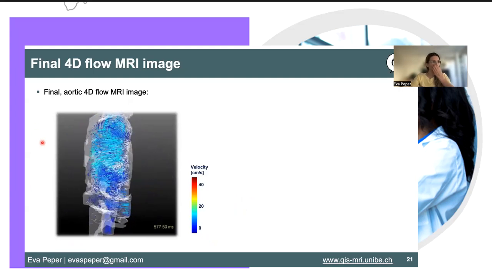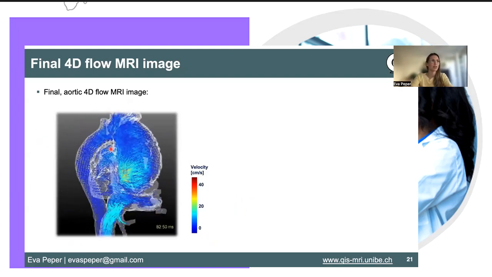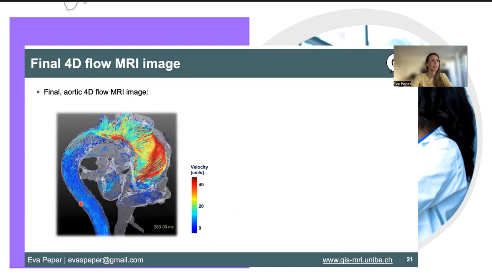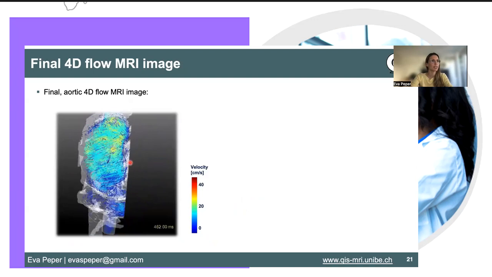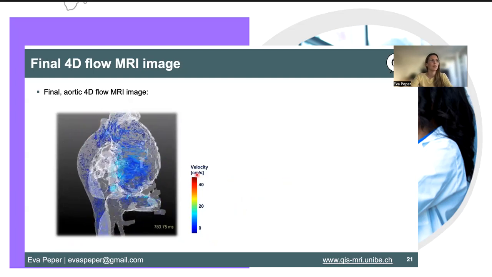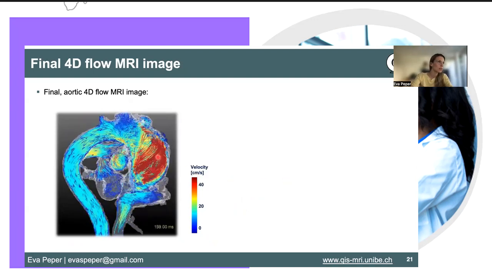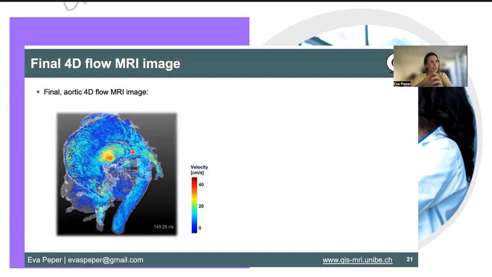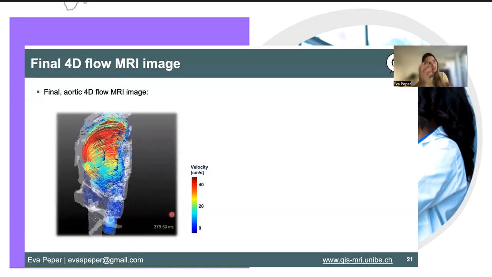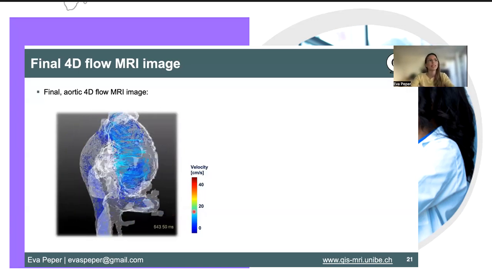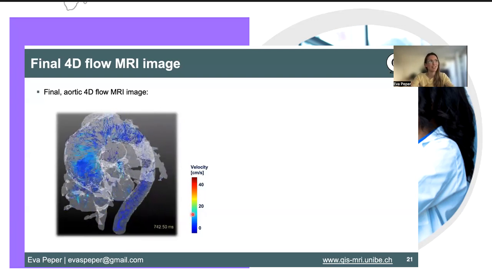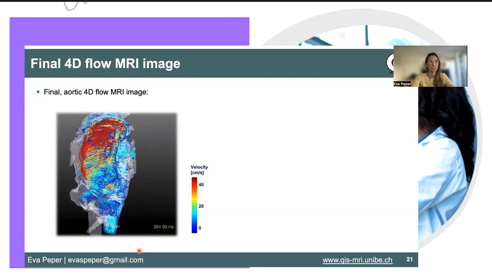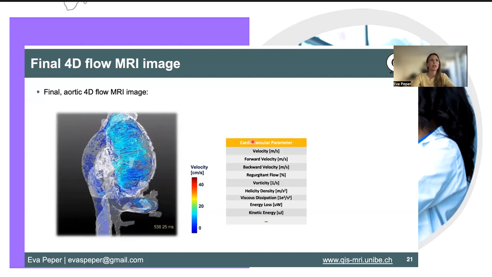Yeah, so that's, let's say, the final result after reconstruction. What you see here is an aorta. You see it time resolved. You see it color coded. You see here, to be honest, I'm not sure if it's streamlines or path lines, but you see it's a visualization of this flow. And this is, of course, very nice and, I don't know, information-rich images that you can look at.